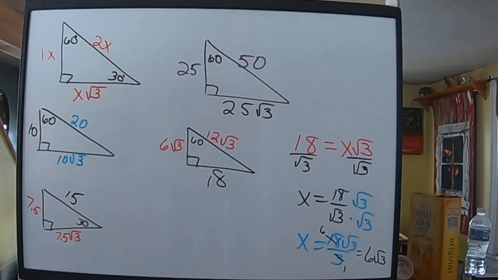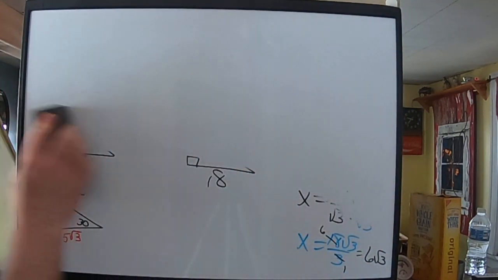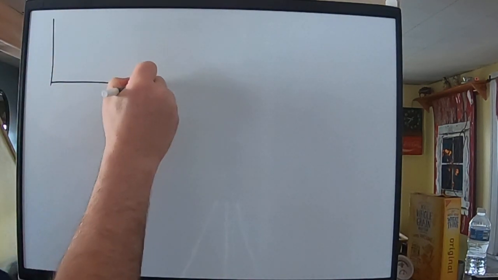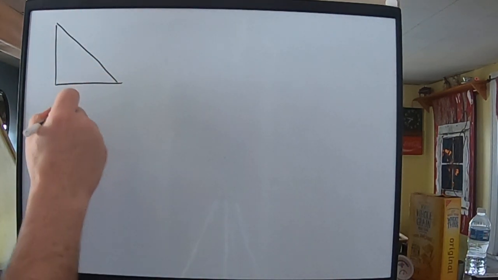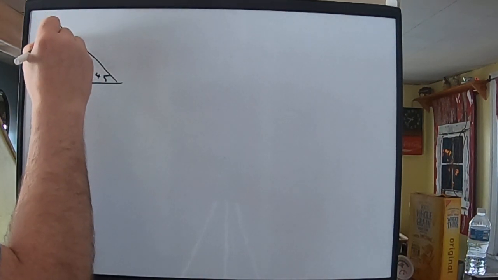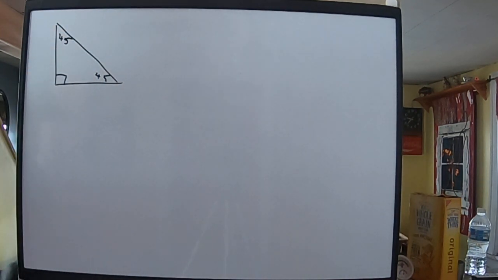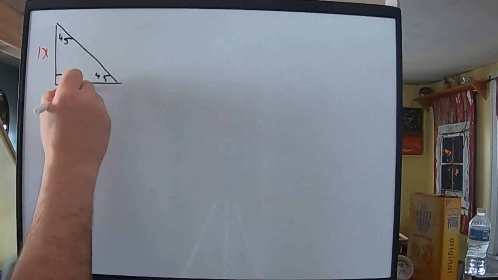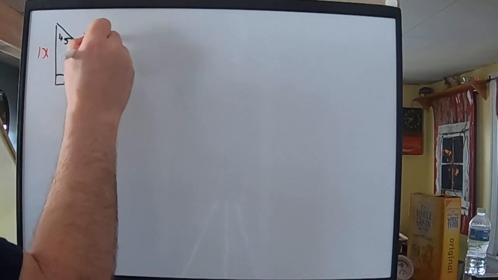The next type of special right triangle is a 45, 45, 90 triangle. And this has some special qualities to it as well. That's not a very good 45, 45, 90. It's a little too elongated. That's better. 45, 45, 90. And in a 45, 45, 90, the sides are 1x, 1x, and x square root of 2.